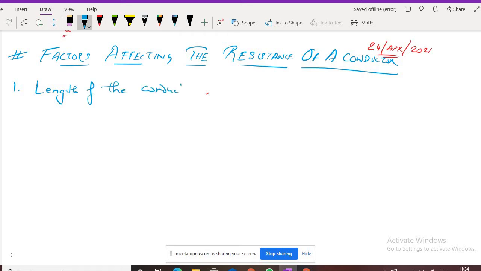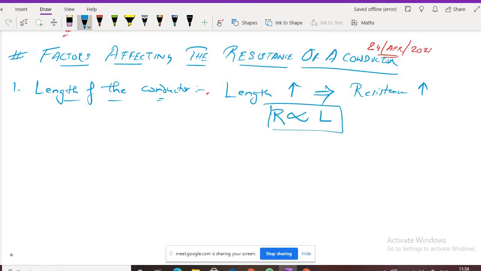Who can tell me how the length of the conductor varies with the resistance? Anybody has any idea? Now you see, as the length of the conductor increases, what will happen? Resistance also increases. That means the resistance of a conductor is directly proportional to the length of the conductor.